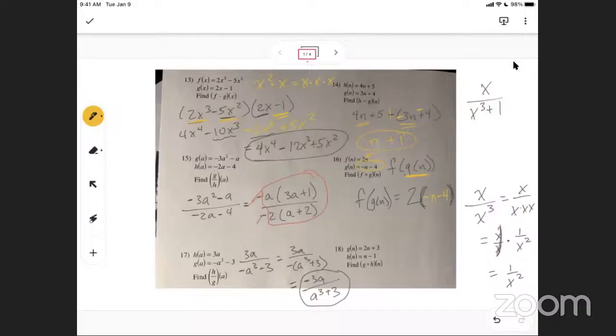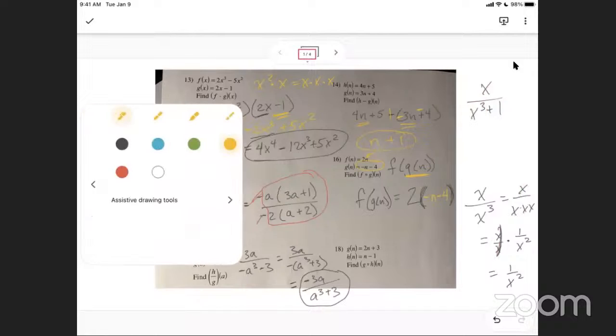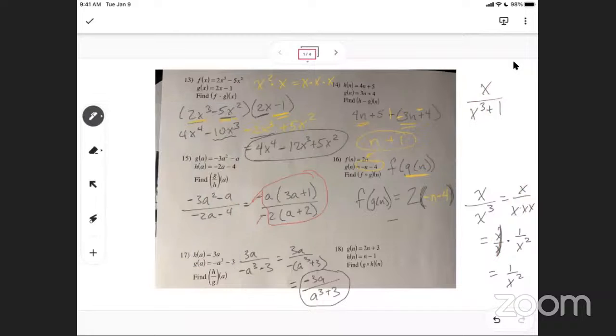And now what do I do with this? Now what do I do with the 2? Distribute, good. So this equals -2n minus 8. And that's it. Nice.